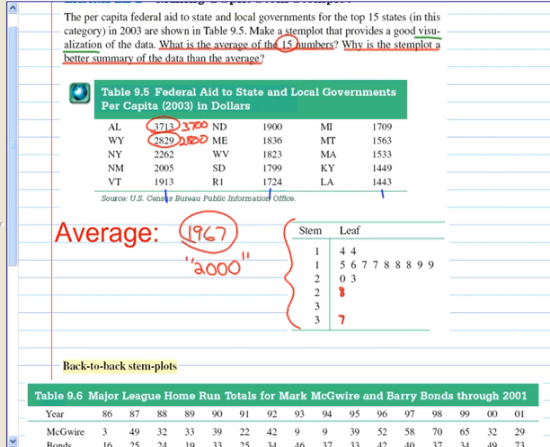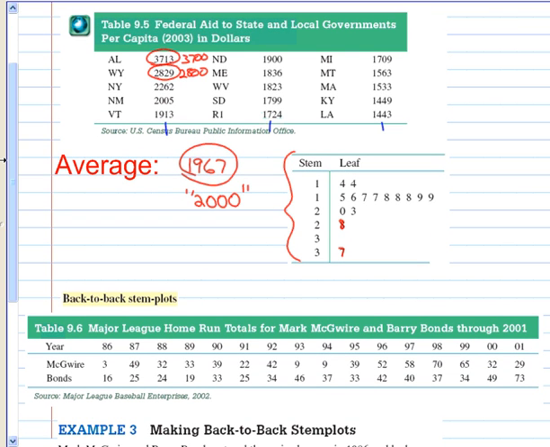Why is the stem plot a better summary of the data than the average? If you look at that for a minute, 2,000 is right here. Can any of you tell me why? Remember, an average is supposed to tell us what a normal state is, the whole group. If we're picking one number, this one number describes all the states, what they are like. Too much difference? I want you to look right here.